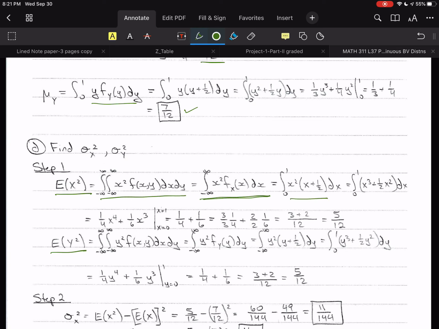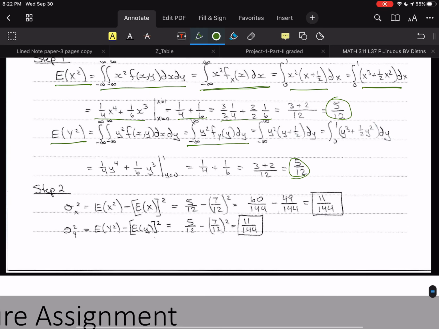So we multiply x squared times the marginal, and we get x cubed plus 1/2 x squared. We integrate that and get 1/4 x to the 4th plus 1/6 x cubed from 0 to 1, which gives us a fourth plus a sixth. With a common denominator of 12, that gives us 5/12 for E of x squared. We do a similar process using the marginal of y, and we end up with 5/12 for E of y squared too. Then we plug in for the variance using the formula E of x squared minus E of x quantity squared.